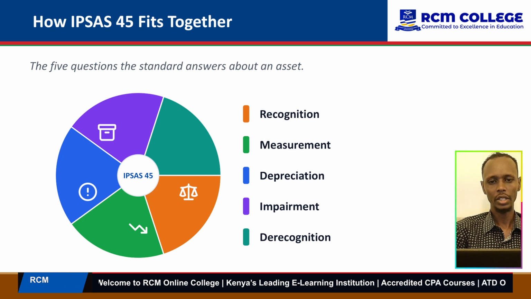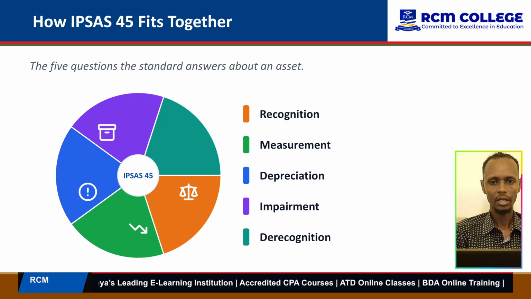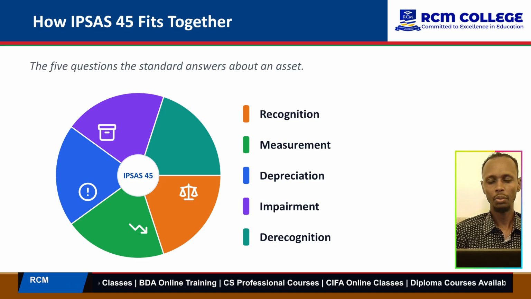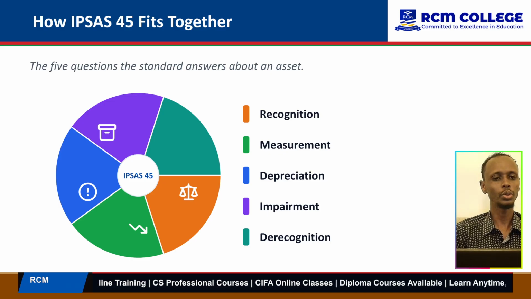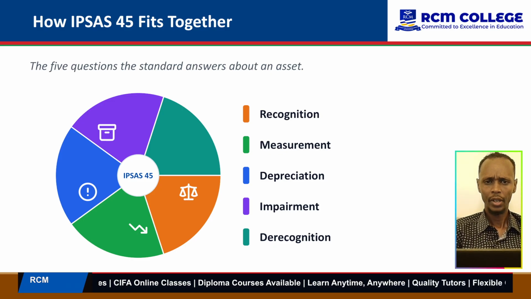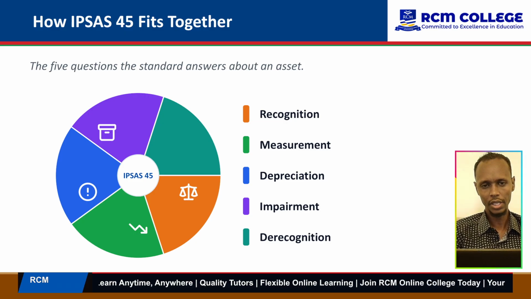So I will start with accounting for assets and begin with accounting for PPE, property, plant and equipment. Then I will move next to IPSAS 16, investment property. Then IPSAS 45. There was a time I was talking about IPSASes.